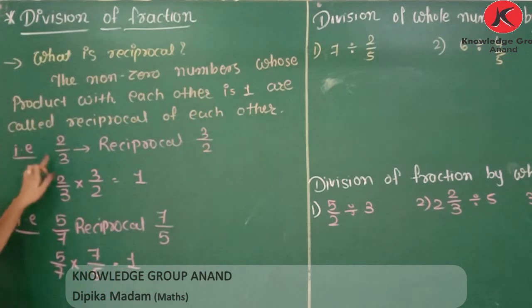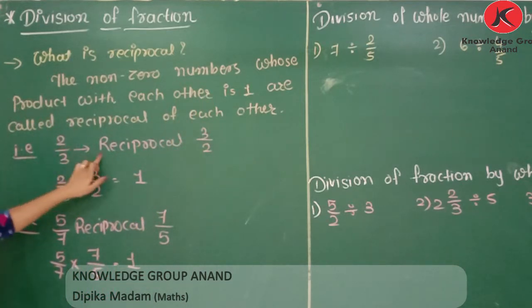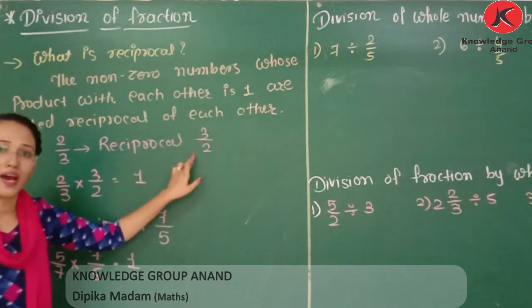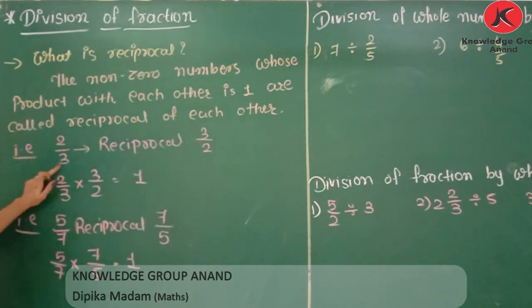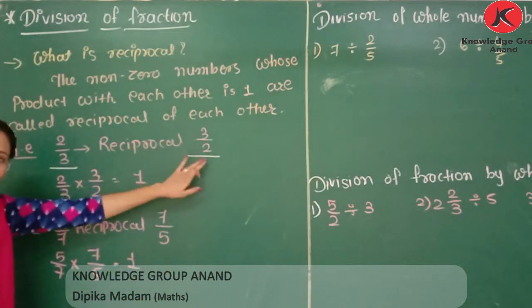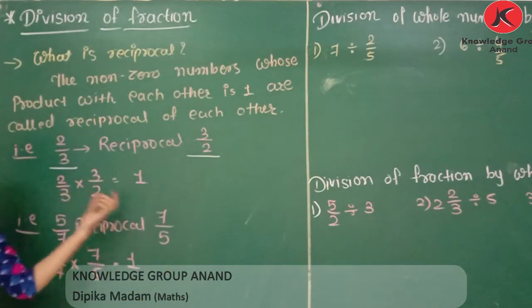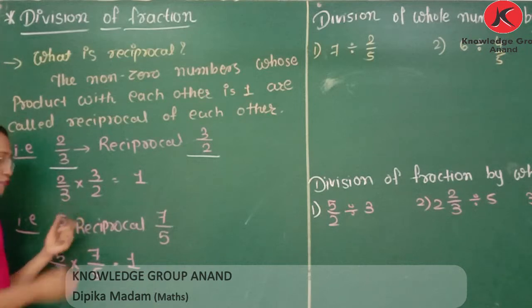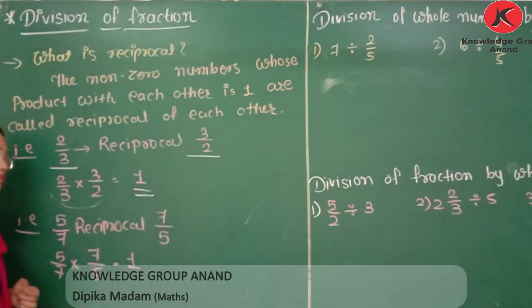So this is a very important term in division of fractions. Reciprocal means, if the number is 2/3, then what is the reciprocal of 2/3? It is 3/2. The numerator becomes the denominator and the denominator becomes the numerator. When you multiply 2/3 and the reciprocal of 2/3, that is 3/2, you will get 1. Means for a non-zero number, if you multiply, you will get 1.